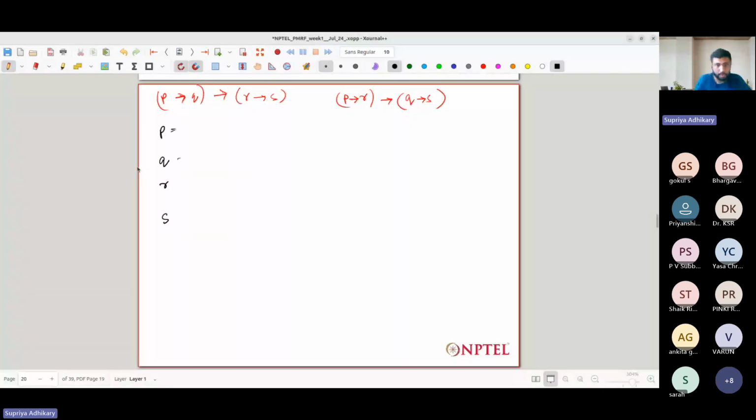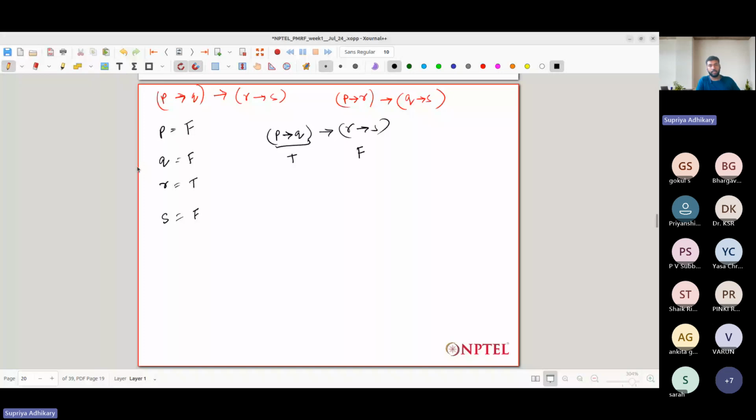So let's give a truth assignment. False, false, true, and false. Now, let's check out this first proposition, which is P implies Q, R implies S. Now, P implies Q, as you can see, both P and Q have the truth assignment F. So therefore, P implies Q must have the truth assignment T, and over here, R implies S. Since R is true and S is false, the hypothesis is true, but the conclusion is false. So this must have the truth assignment F.